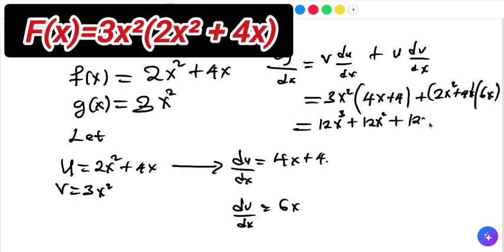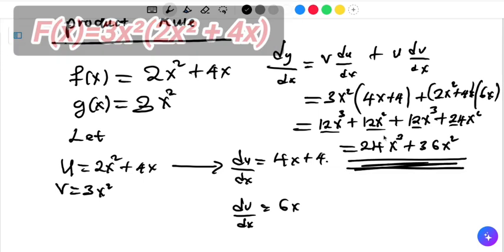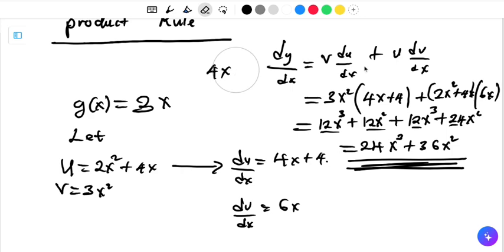So we have 12x to the power 3. We also have, since this one is 4x, 24x squared. So these can be added, and also these can be added. So what are we going to have? We are going to have 24x to the power 3, then plus 12 plus 24, that is 36, then x to the power 2. Then from there, we are done. So that is how you're supposed to apply the product law.